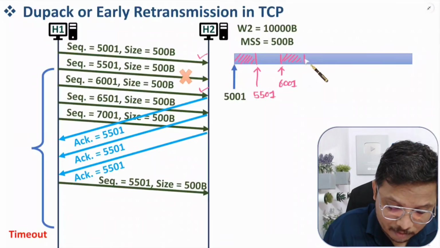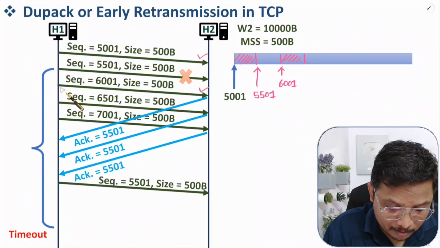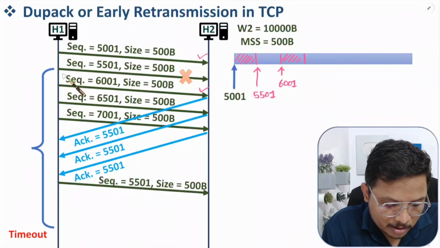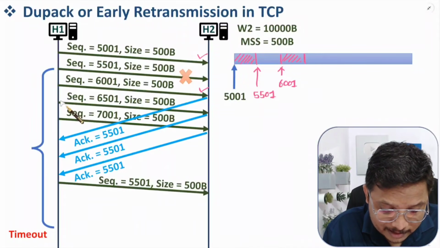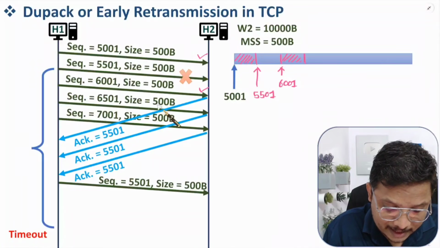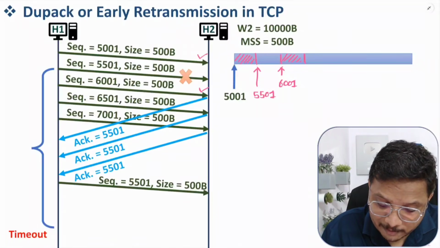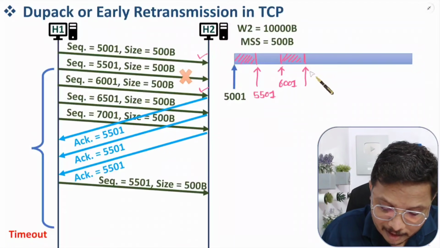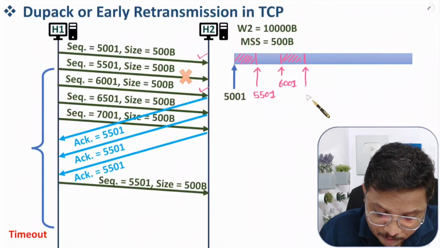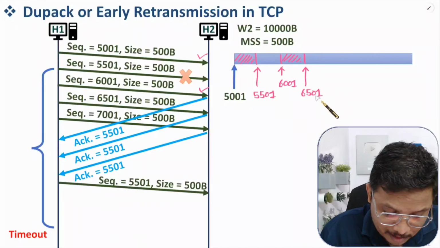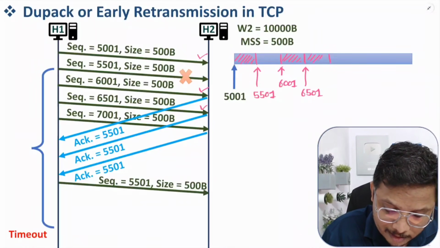6001, right, with 500 bytes. And see here, let us talk first about how transmission is happening. After that, H1 forwards the next segment, which has a size of 500 bytes, with sequence number 6501. That 6501 comes from 6001 plus 500, right? And that is received successfully here, so it will store it over here.